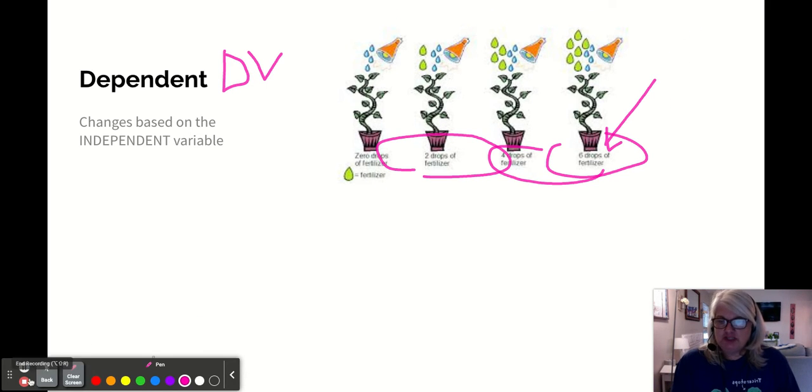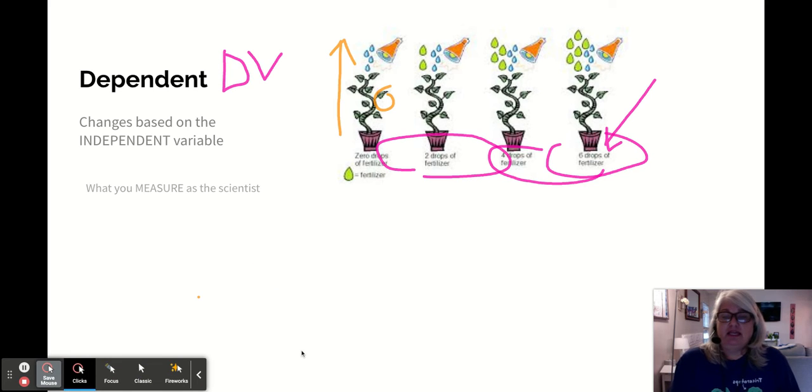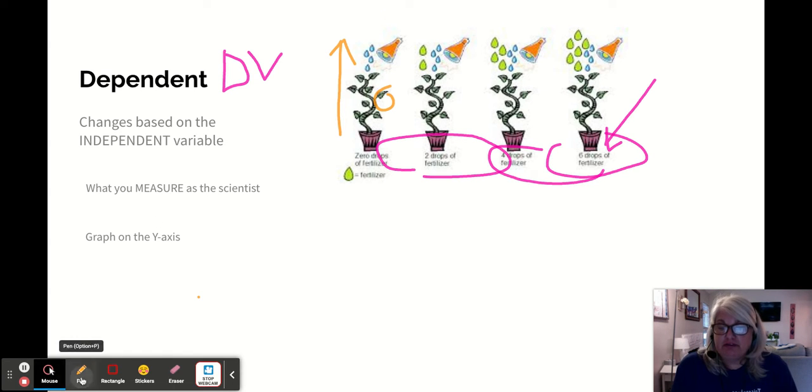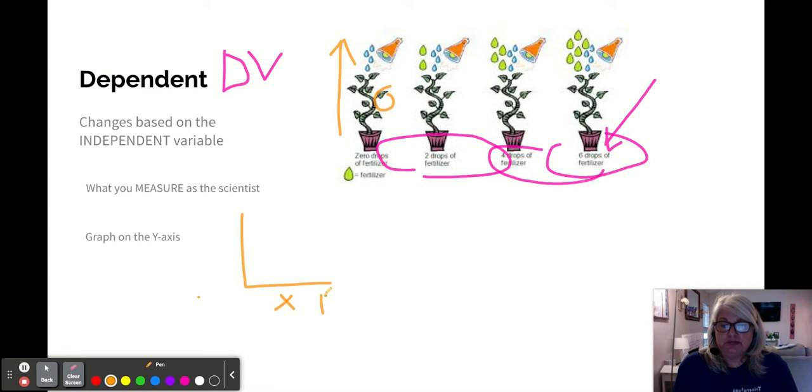So what I'm going to measure in this example are lots of different things, okay? So I can measure the height of the plant. I can measure number of leaves, things like that. So what this does, though, is it's very important that you as a scientist find a way to measure what's happening from how you changed what was happening. So on the graph, like we did before, the x-axis is your independent variable, which we already talked about.